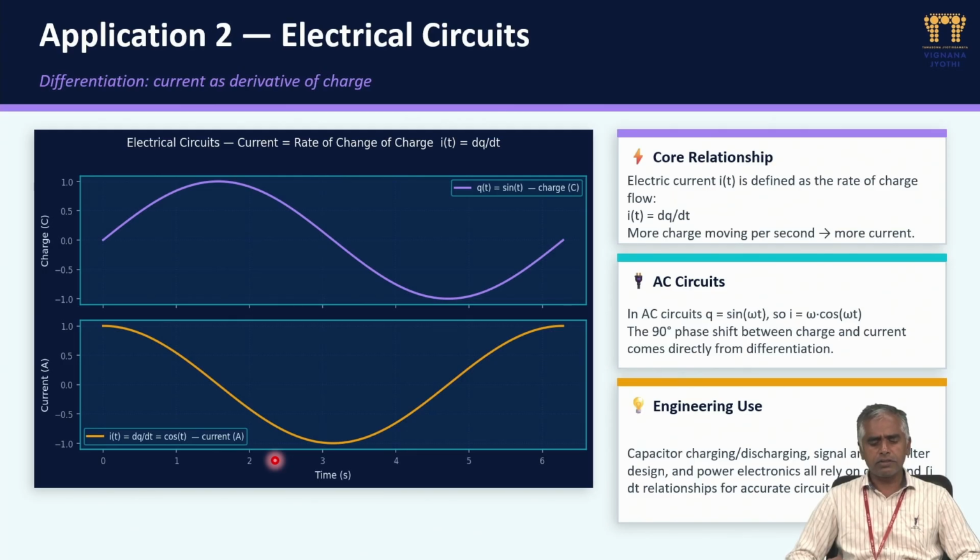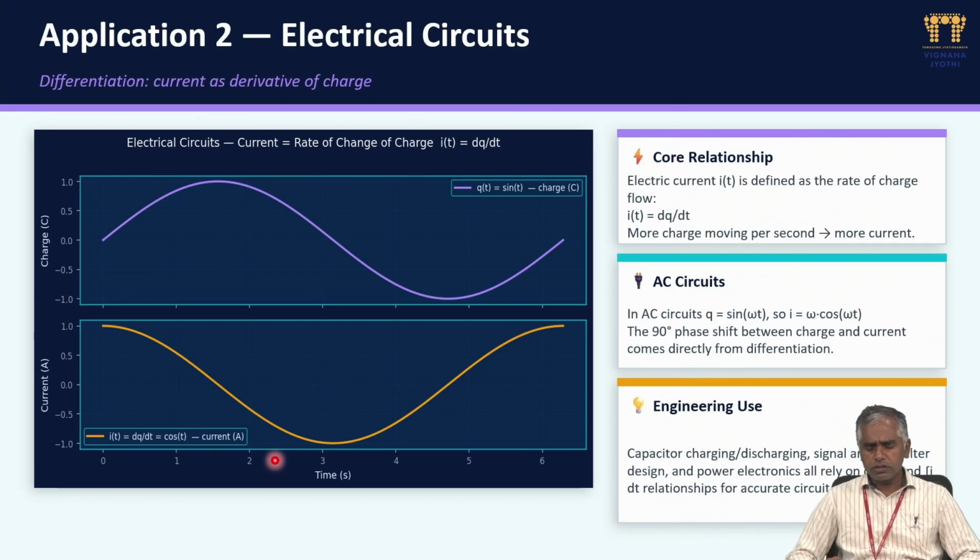In AC circuits, charge Q equals sine of omega t, so the current I equals omega times cos omega t. The 90 degrees phase shift between charge and current comes directly from differentiation. So by using the concepts of differentiation and integration, we can calculate the current or charge, etc.